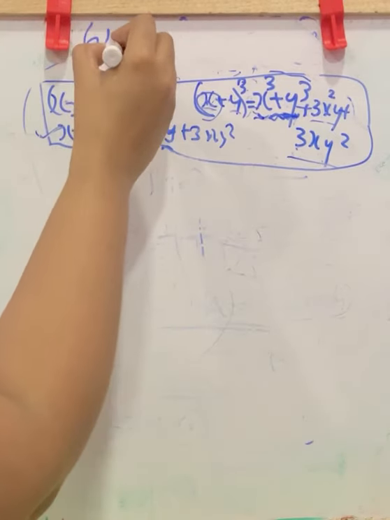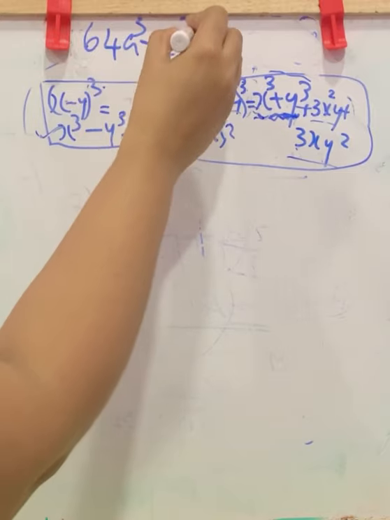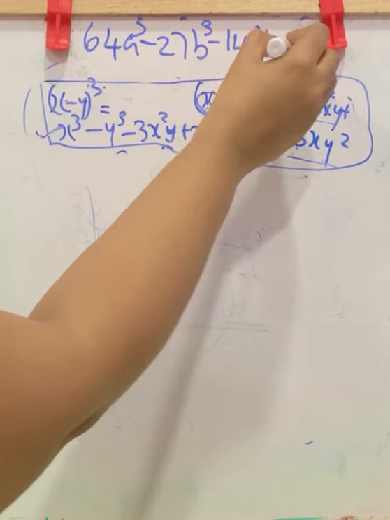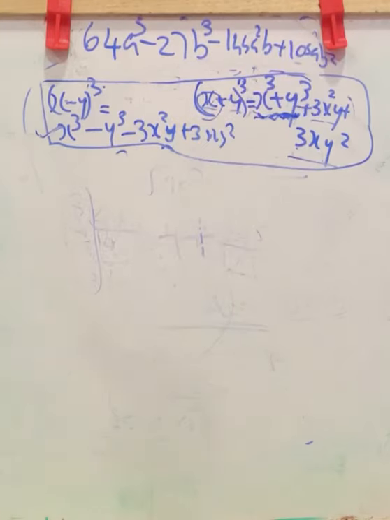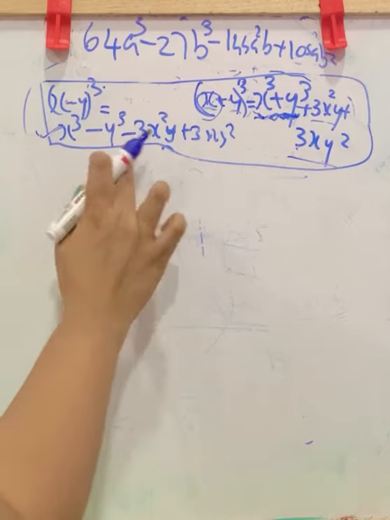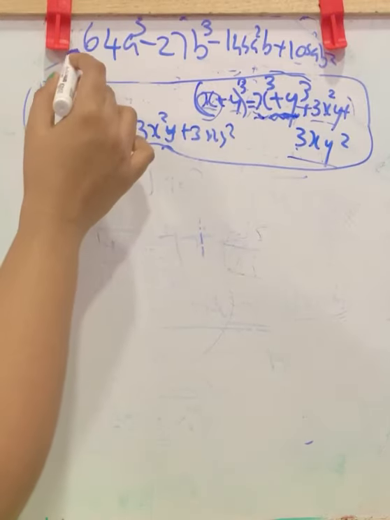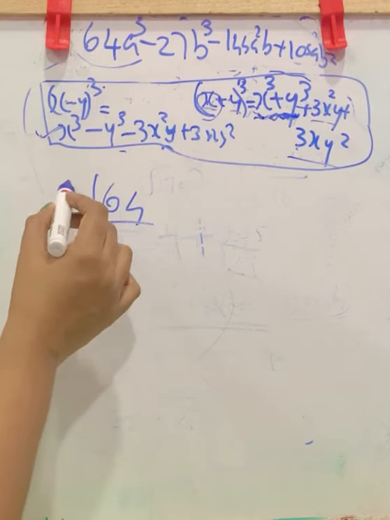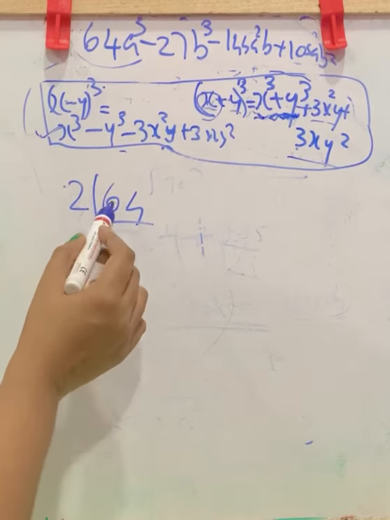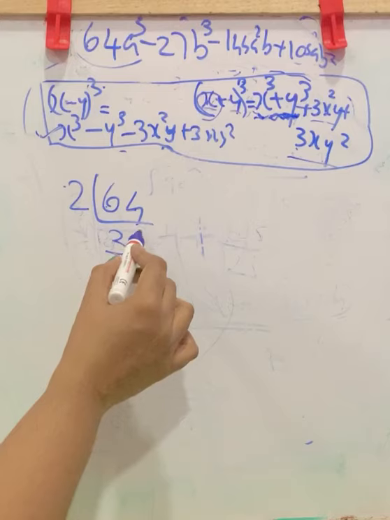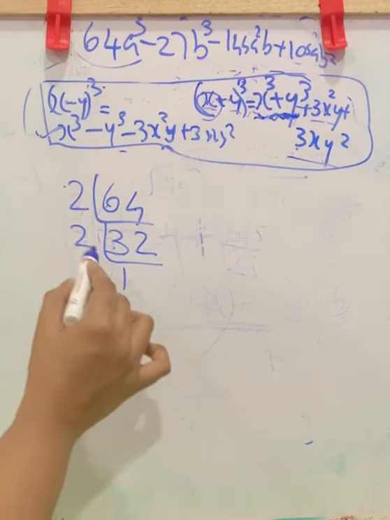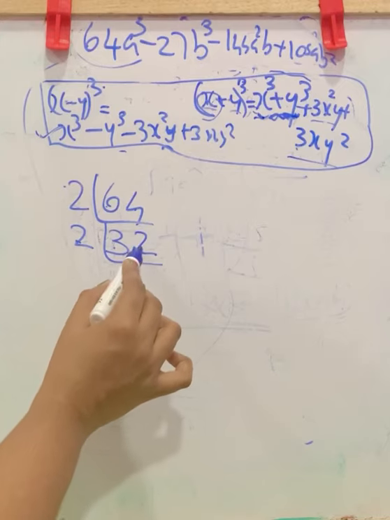Next, 64a cube minus 27b cube minus 144a square b plus 108ab square. Now from the first and second term you can find x and y. To find x, you take the cube root of this term. Taking the cube root of 64: in 6, 3 times; in 4, 2 times. Now again 2. In 3, 1 times 2. Balance will be 1. This becomes 12.